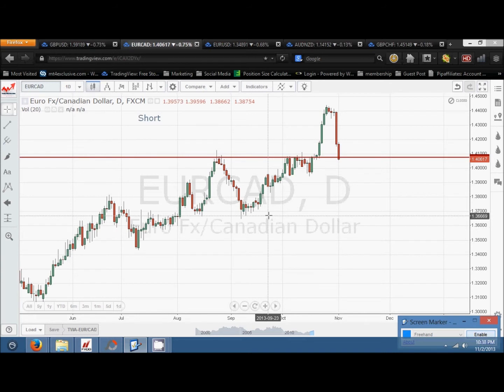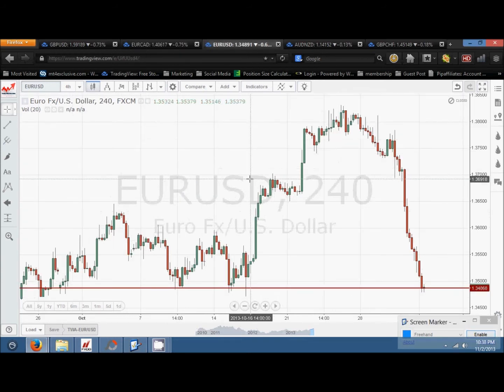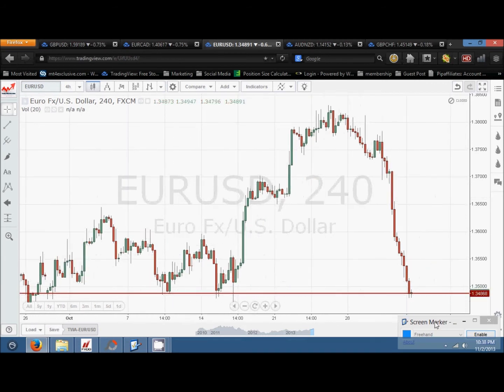So then the next chart we're looking at is the Euro US Dollar on the 4-hour chart. Now we can see here, I marked this support zone because we have touches all throughout here.